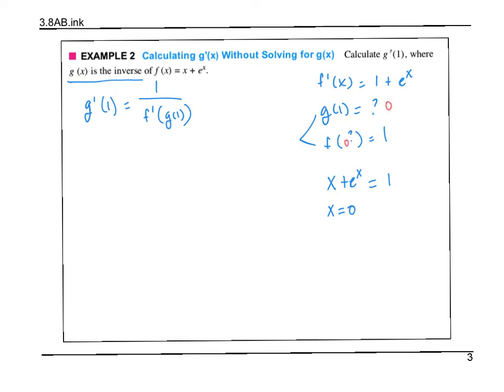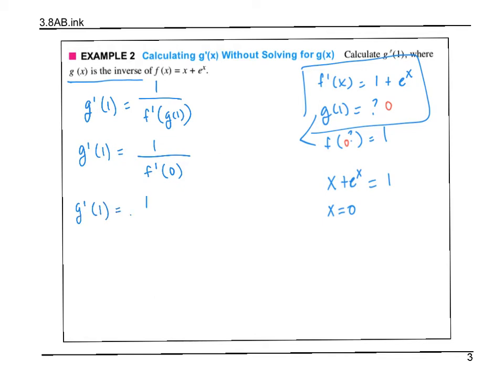So now I have the pieces of the puzzle that I need. I have my g prime and I have my g of 1. So g prime of 1 is then equal to 1 over f prime of 0. We found what f prime of x is, so our final step is to plug 0 into f prime. So we have 1 plus e to the 0, or 1 plus 1, and we get a half. So the fact that they are inverses allows us to solve for that missing value of g of 1 here.